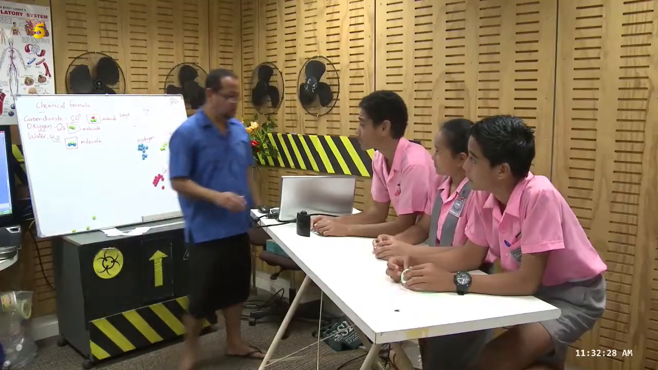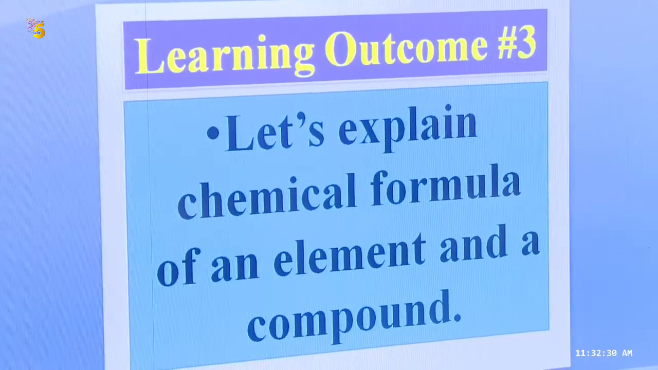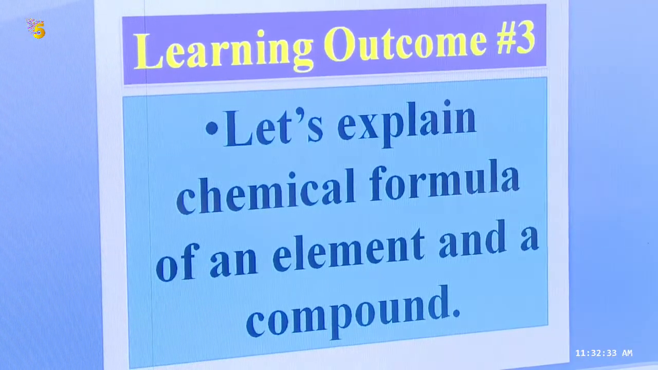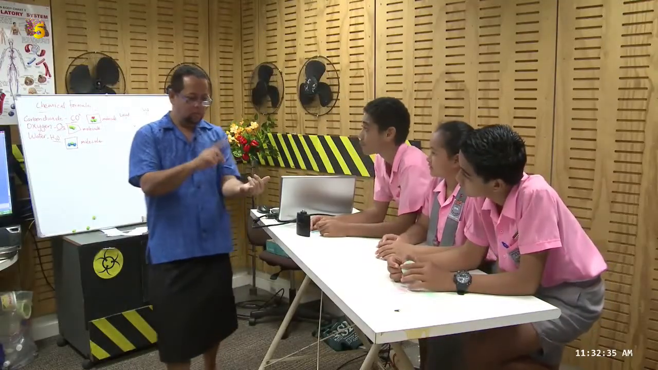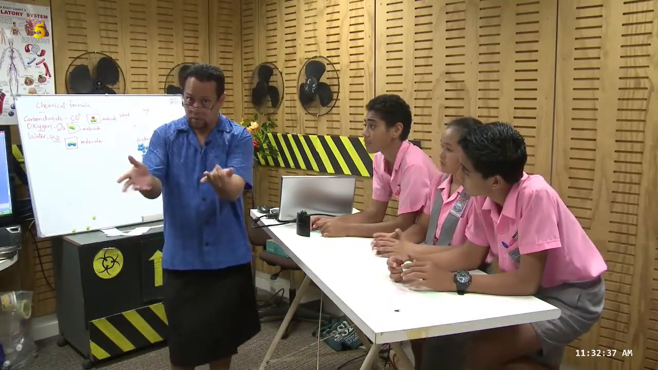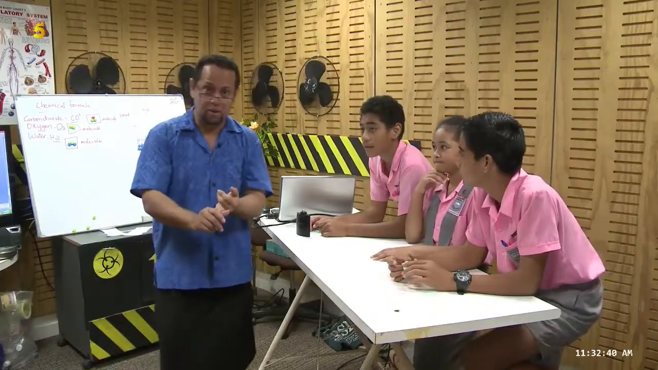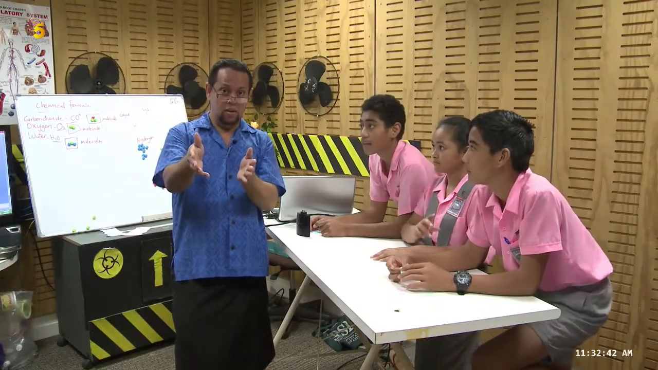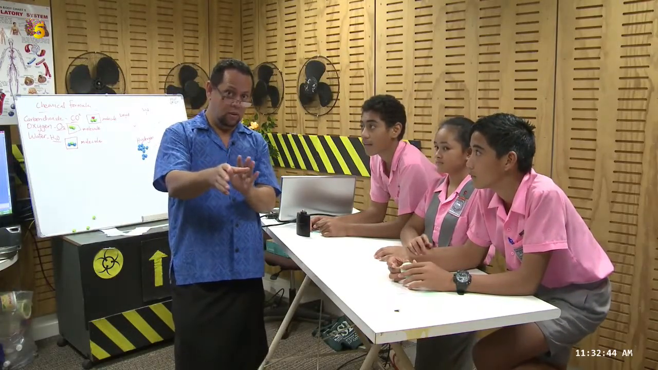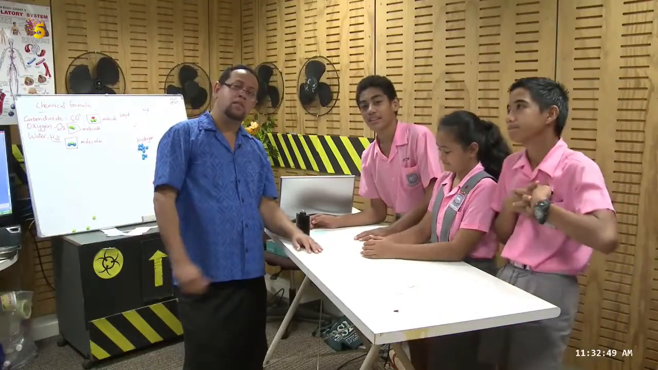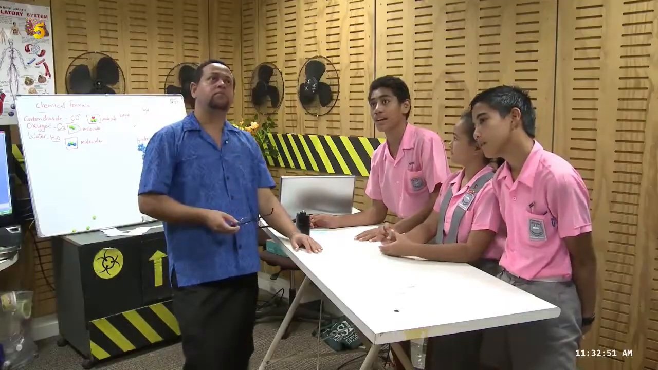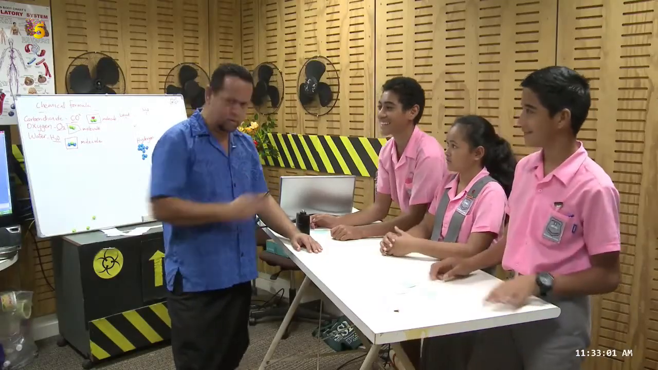Okay, and then the last one. Let's explain chemical formula of an element and a compound. What's the difference between an element and a compound? Element is made up of only one type of atom, and compound can be made up of 2 or more types of atoms.